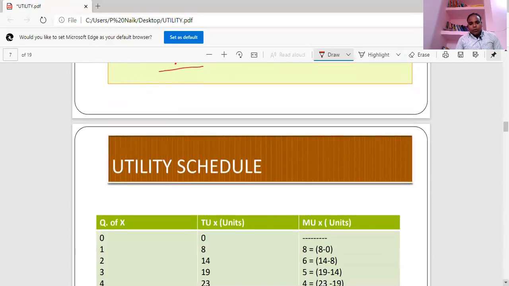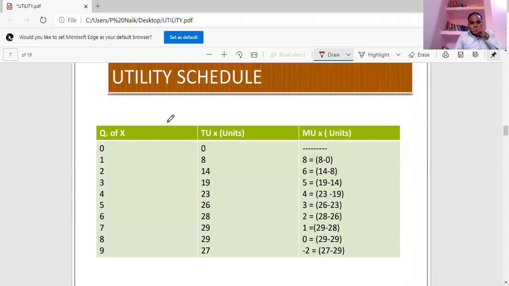This is the formula of marginal utility. So here we'll find the marginal utility schedule by using the formula: marginal utility n equals total utility n minus total utility n minus 1. This is the formula.